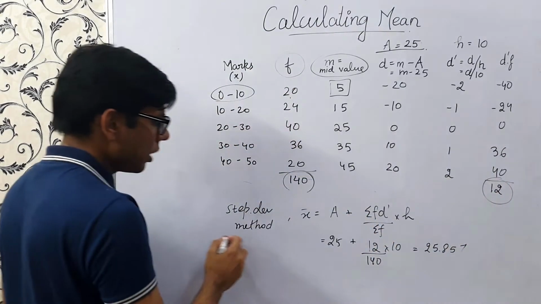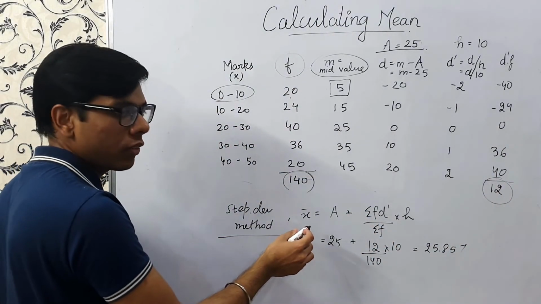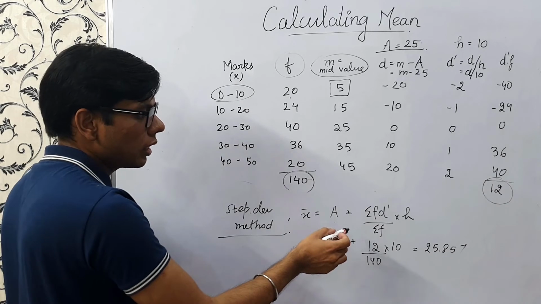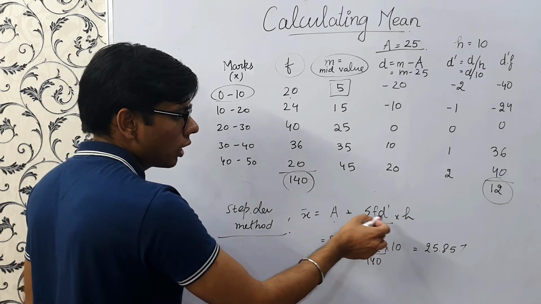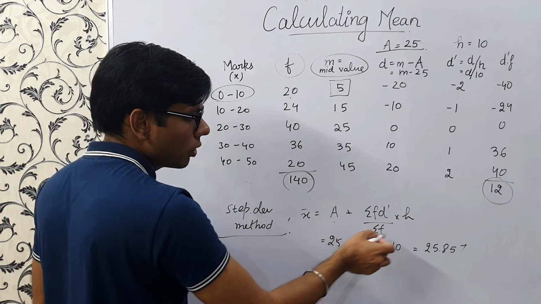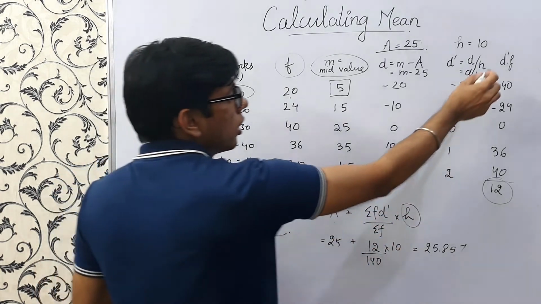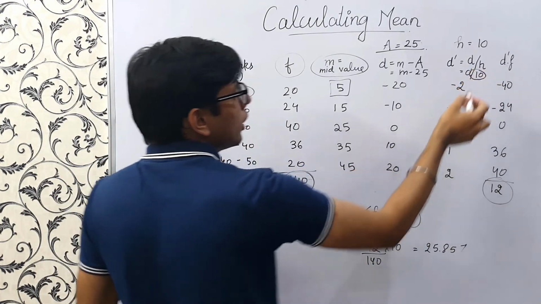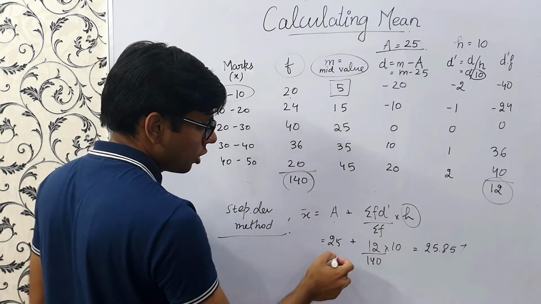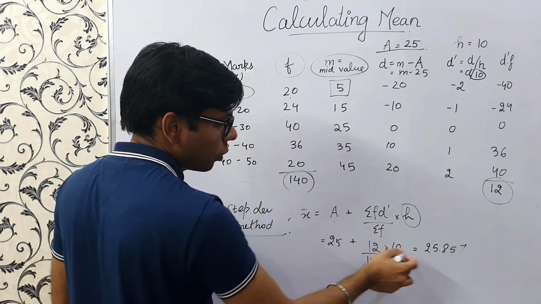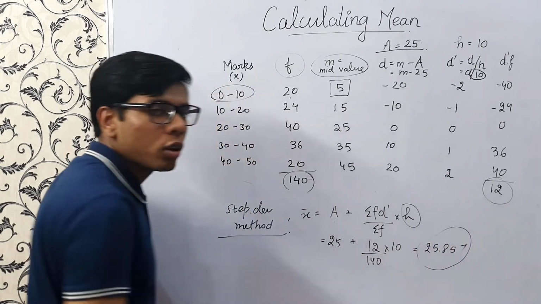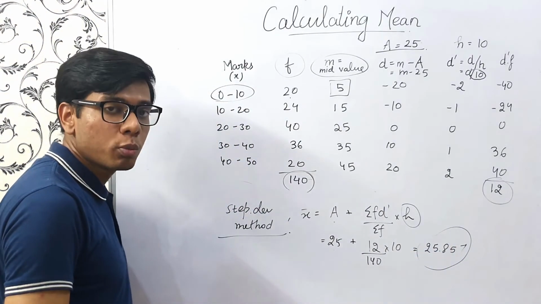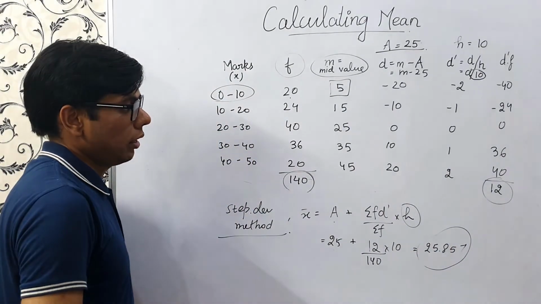And using the step deviation method, the mean, we have written the formula as seen earlier in the video: A plus summation f d dash upon summation f, into h. Our h is the value by which we divide the deviations. So h is 10. So this is 25 plus 12 upon 140, into 10, and this is the same mean that we have got using the assumed mean method and the direct method.